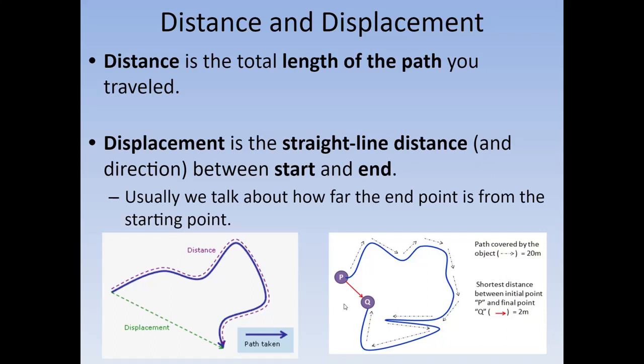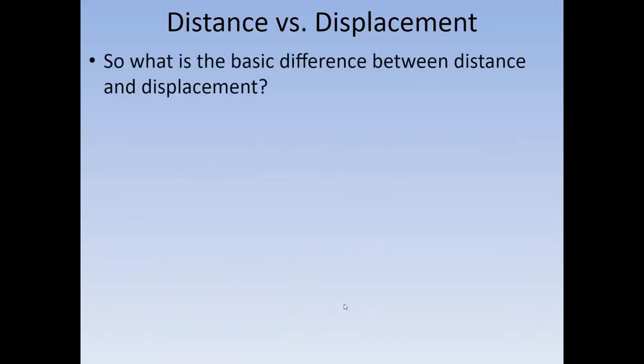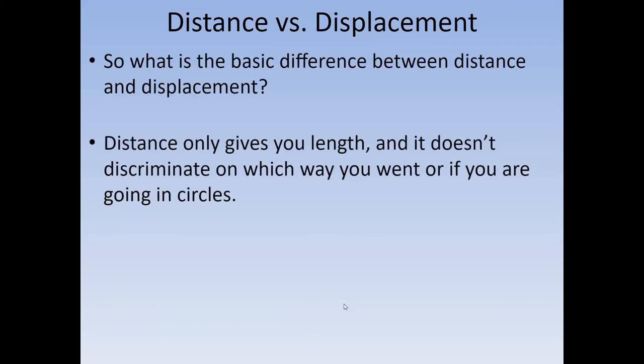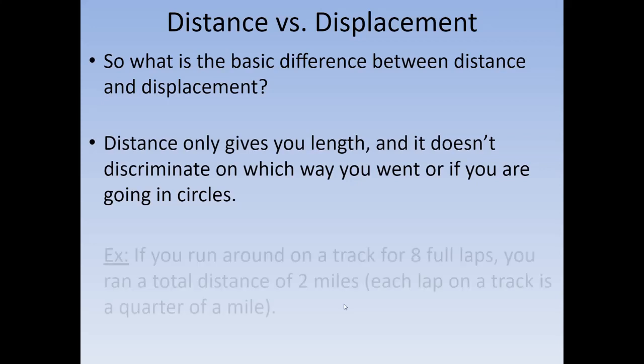Now, each one serves its own purpose. There are a bunch of different reasons why we might pick displacement over distance and vice versa, and that's something you're going to learn as you go through some of these problems. All right. Here, this is just kind of giving that example again. Some differences between the distance and displacement. Like I said, distance only gives you a length. It doesn't really discriminate what direction you go. It doesn't care if you go in circles. It's just tallying it up over and over again.